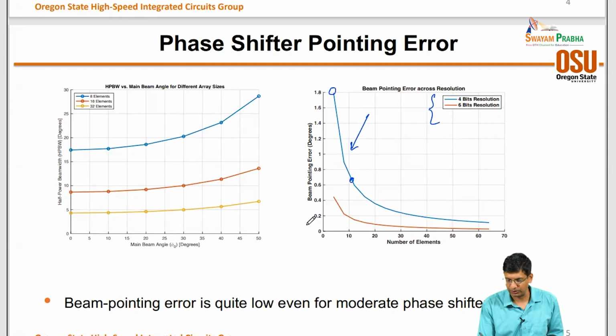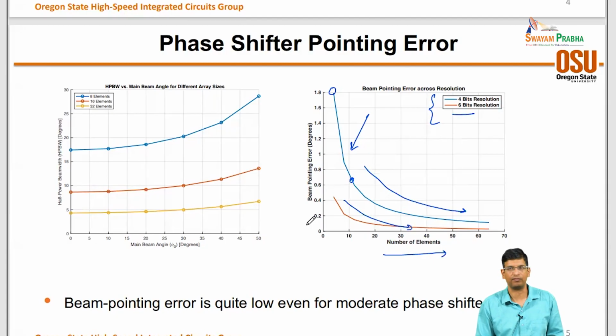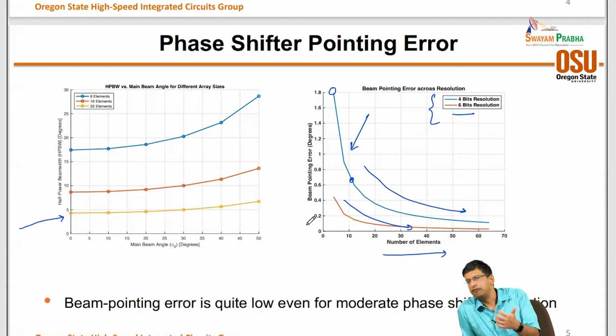And then as you gradually increase the number of elements, you find that the beam pointing error is falling quite steeply. And then with 6 bits, the beam pointing error is only of the order of half a degree or less than a fraction of a degree, right? And this is actually much smaller than my half power beam width. So from a beam pointing perspective, phase shifter quantization doesn't really impact me. So the beam pointing error is quite forgiving of phase shifter quantization.